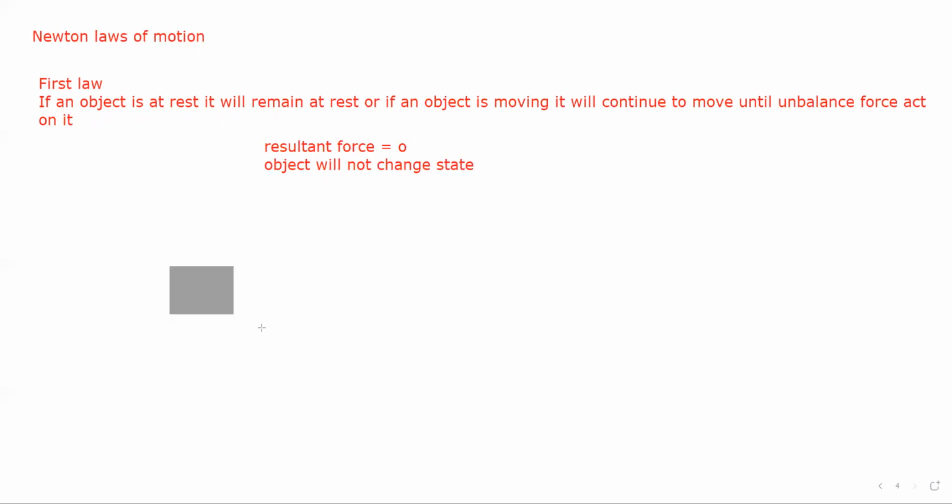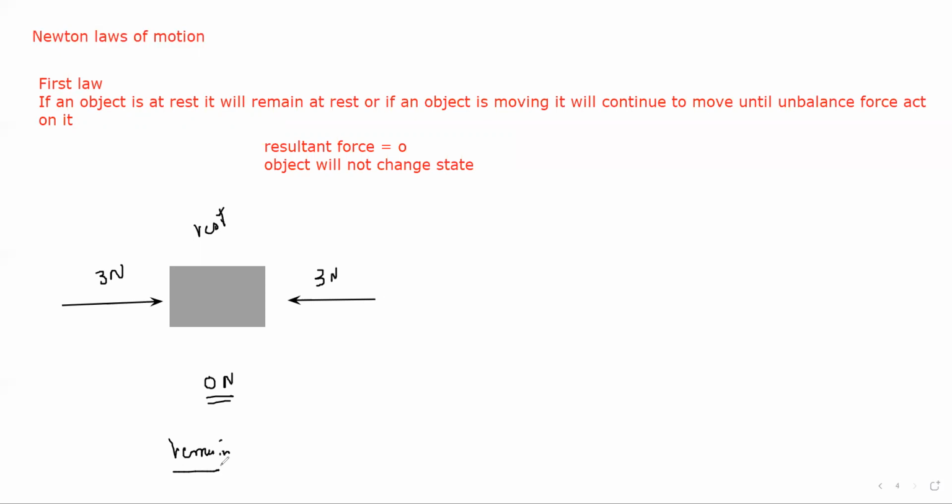So for example, there's an object which is originally at rest. Initially it was at rest and two forces are acting in opposite directions. Say, for example, 3 Newton towards the right and 3 Newton towards the left. So the resultant force on this object is zero. If the resultant force is zero, this object will remain in its own state, and we also call this inertia. So inertia is a property of an object to resist the change in state.